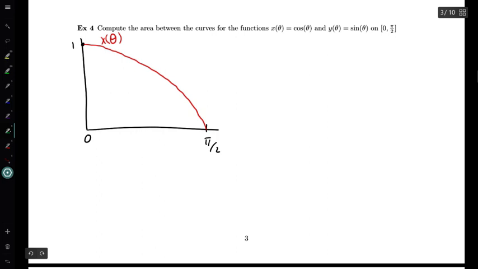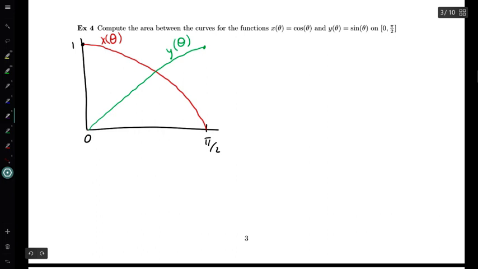We also want to talk about y of theta, and that is going to be sine theta. We know sine of 0 is 0, and sine of pi over 2 is 1, so sine looks something like this. So here's y of theta. And we notice here that across this interval, there's no function that's larger than the other the entire time. Sometimes x of theta is larger, and sometimes y of theta is larger.